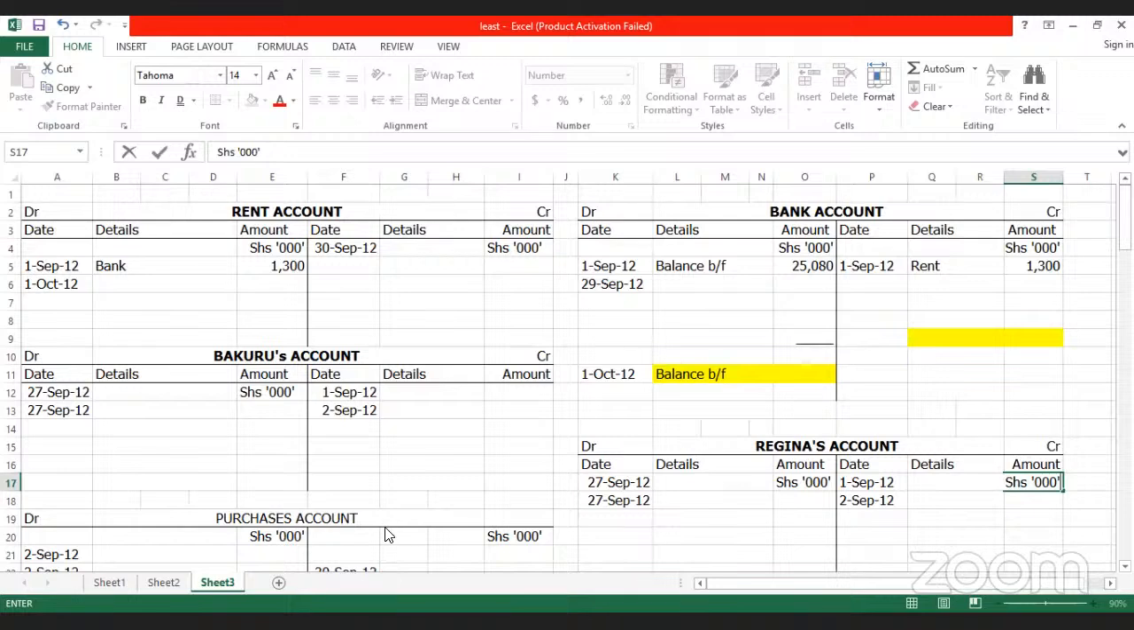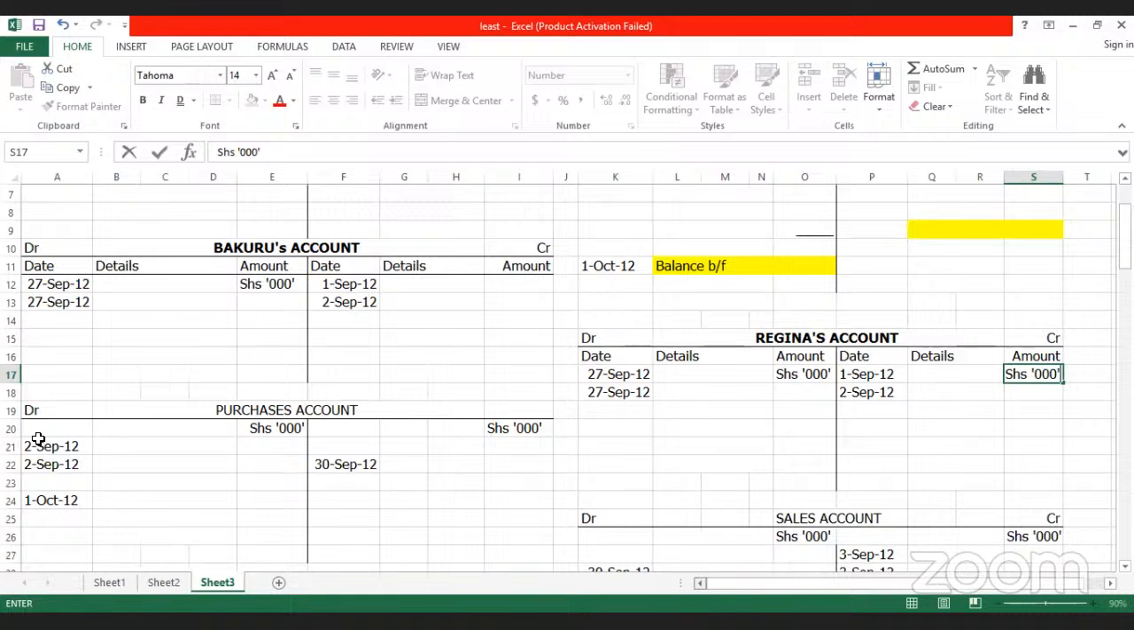This is my purchases account. Also here, the purchases account.